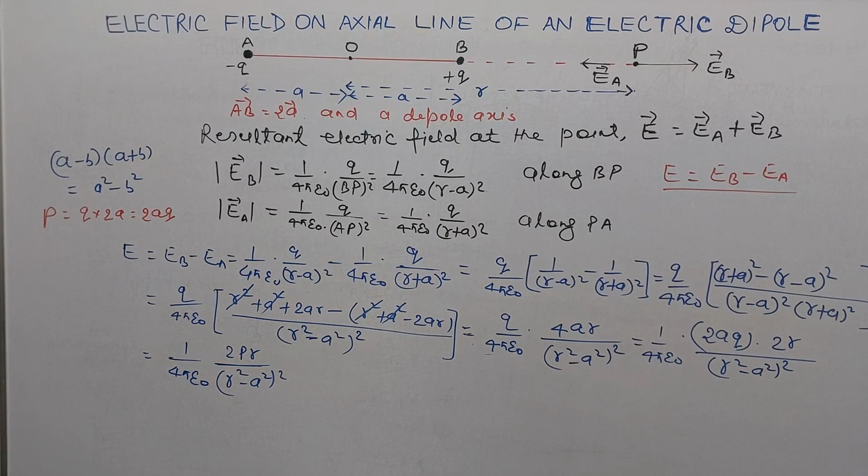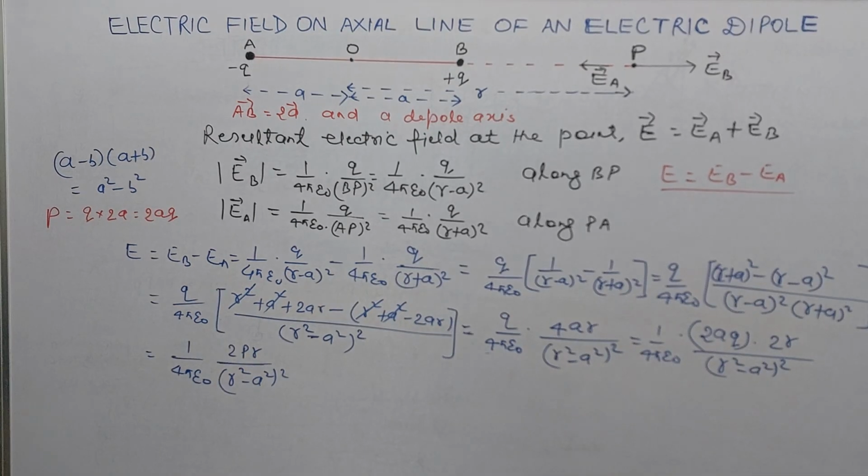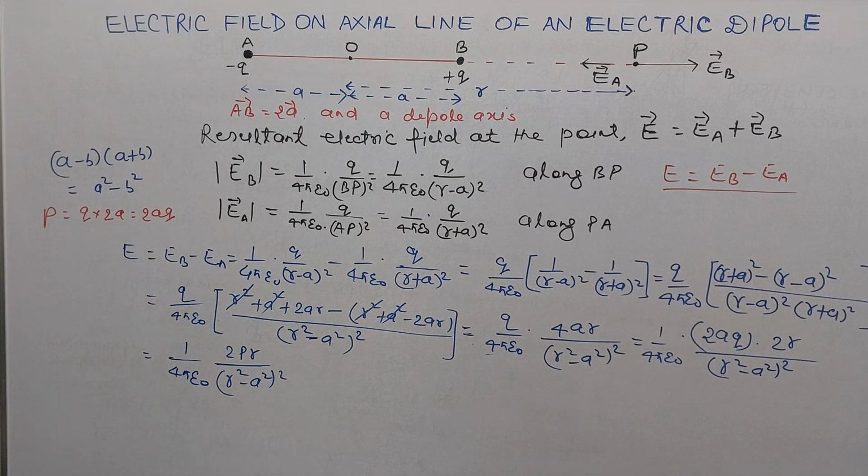So now this is the electric dipole final expression. We utilize this one when r is not very large compared to a. But in the other case, when r is greater than a, now the case is here. If r is greater than a, then a square will be very small.